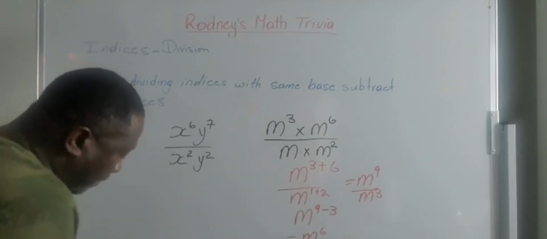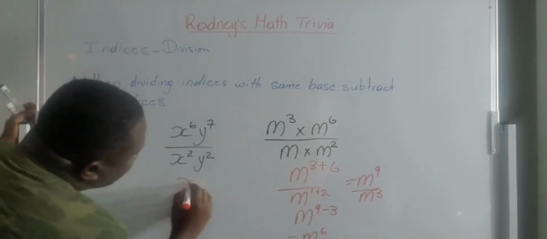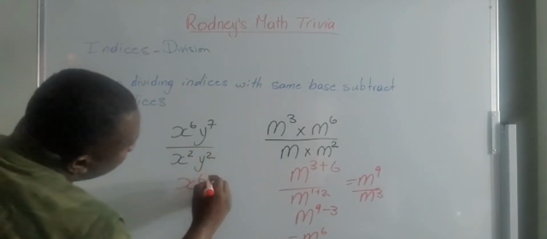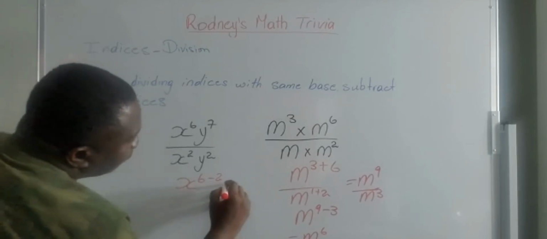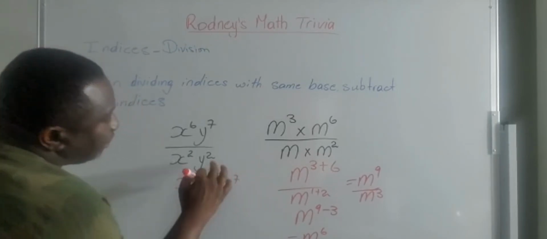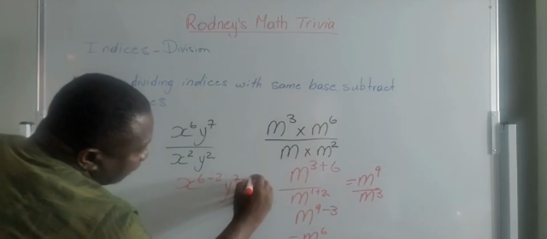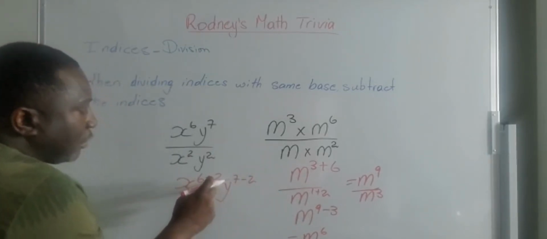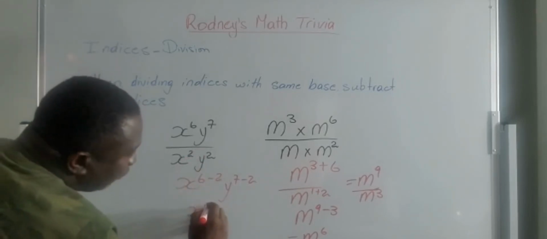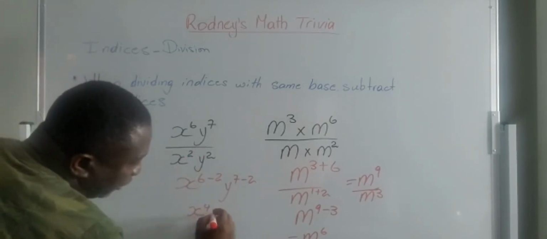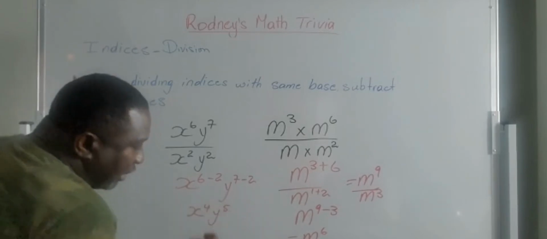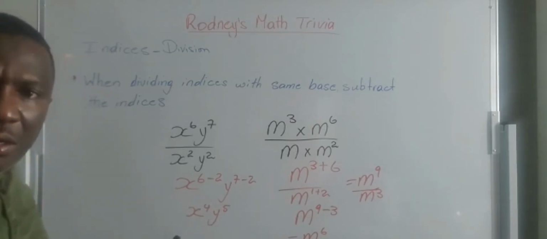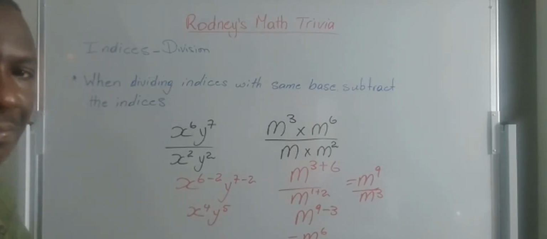And here, x to the sixth, the index of the denominator being 2, minus 2, y to the seventh, we are also subtracting the index of 2. Therefore, x, 2 from 6 will leave us with 4. So x to the fourth and y to the fifth will be our final outcome.